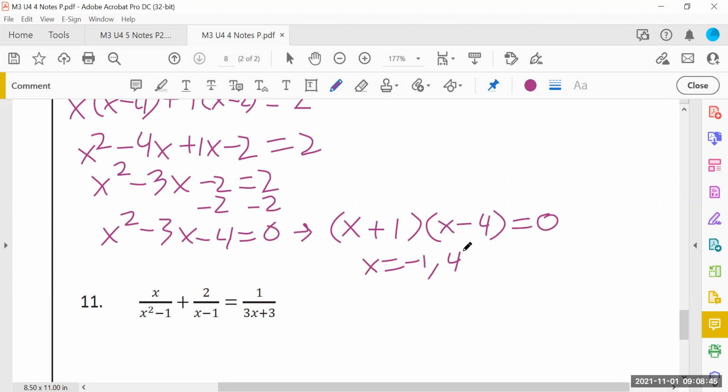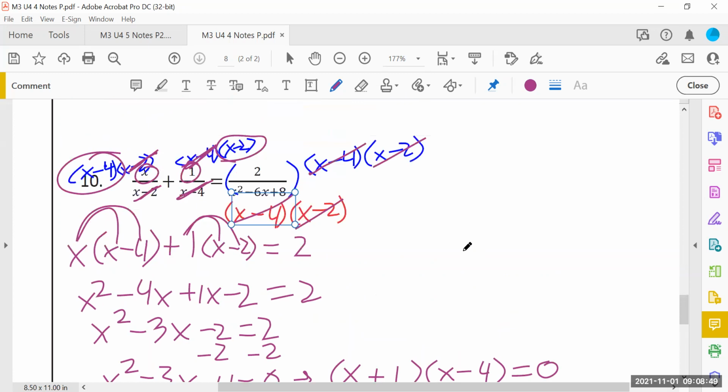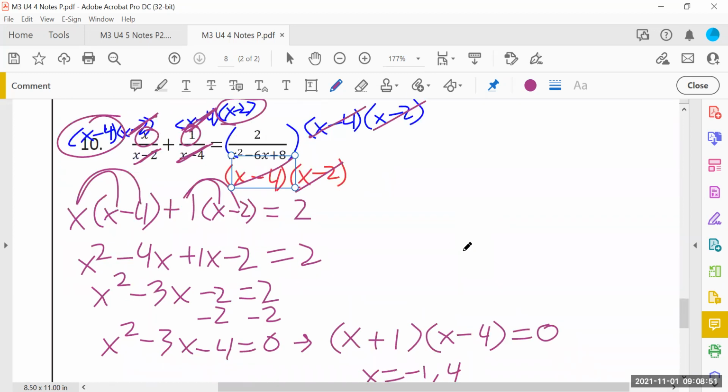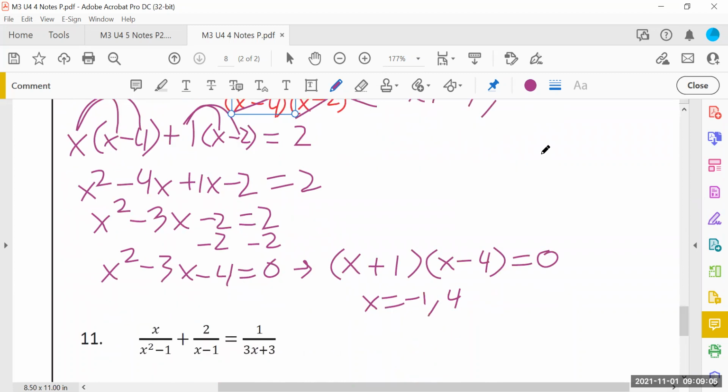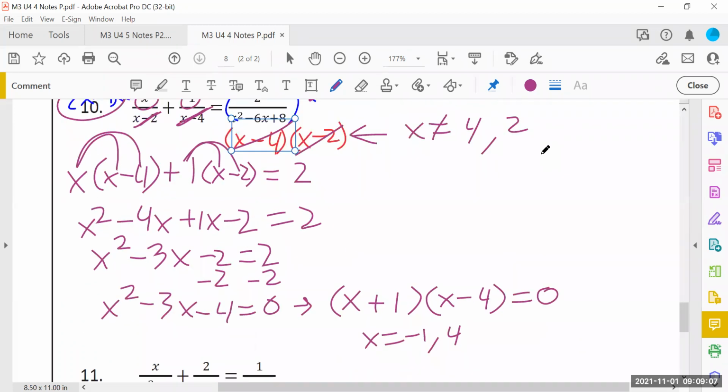And then I have to, it's not optional, I have to go back and check and make sure neither of those were part of my least common denominator. Whoops, look at that, x minus 4, right? So if I look back at my least common denominator, x cannot be 4 or 2. And that was one of my two answers, right? I got 4, but I can't have 4. So I need to cross that one out. That one's an extraneous solution.